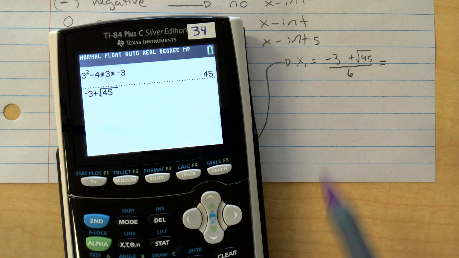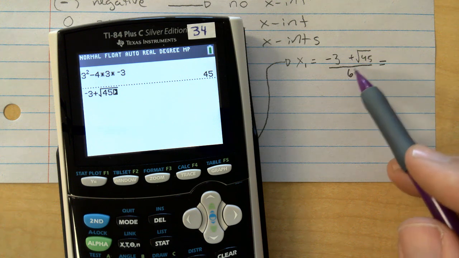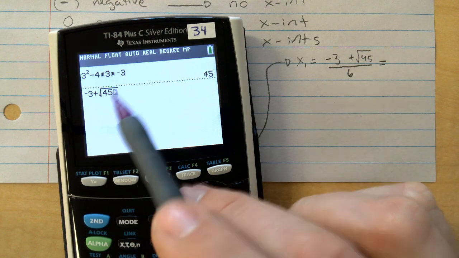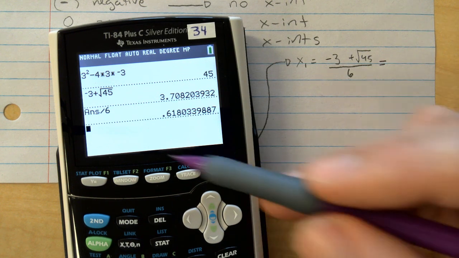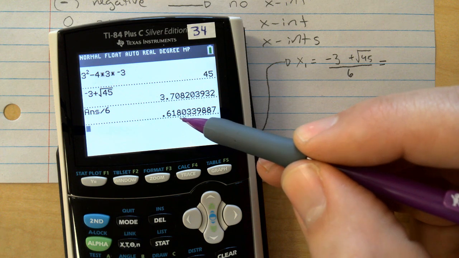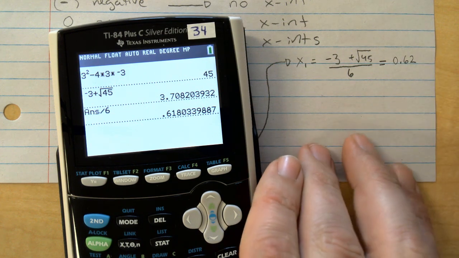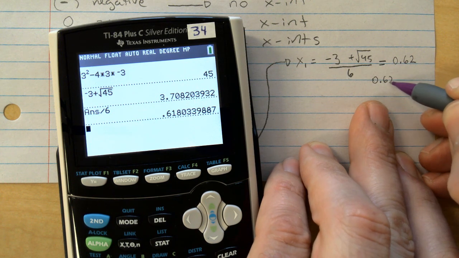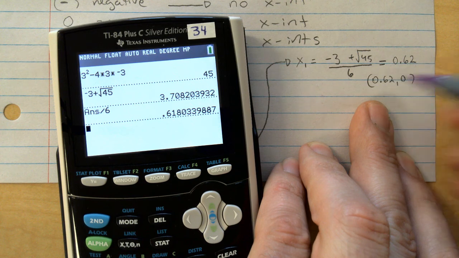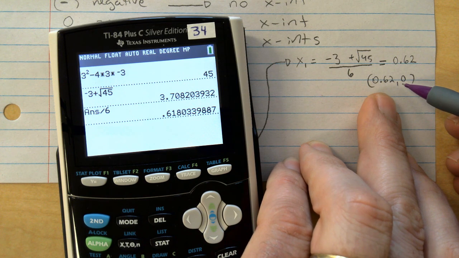Don't go divide it by 6, because if you do, it's only going to divide the 45 right now. So I just hit enter, and then I take the answer and divide that by 6, and it's 0.618, which is 0.62. So 0.62 is the first x-intercept. You've just found it.